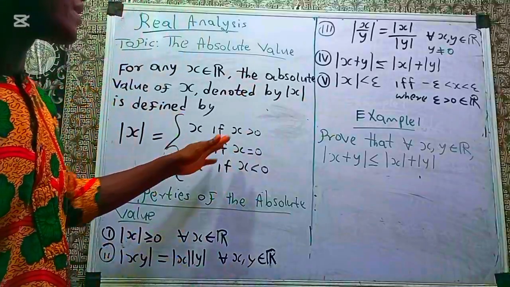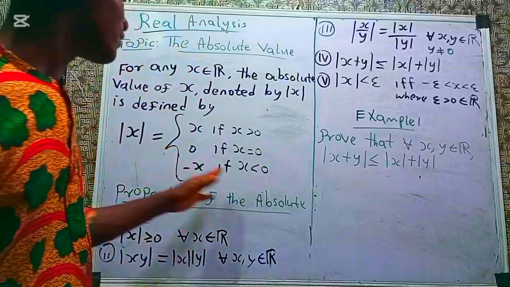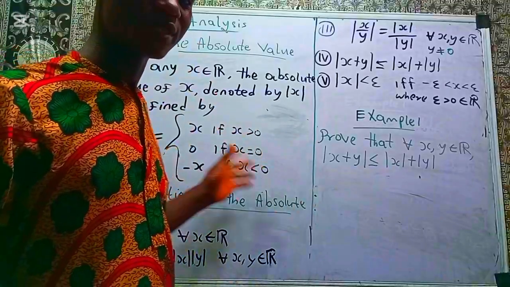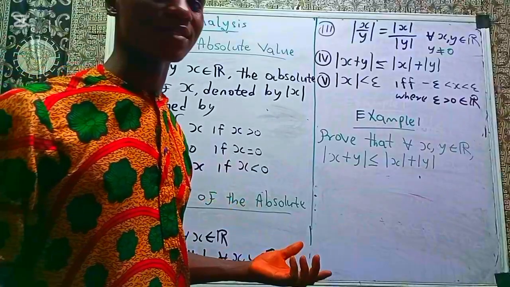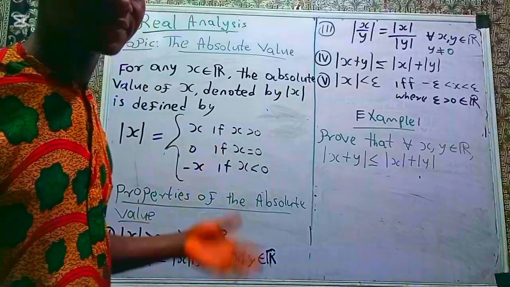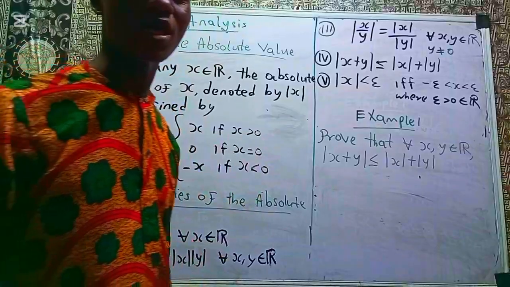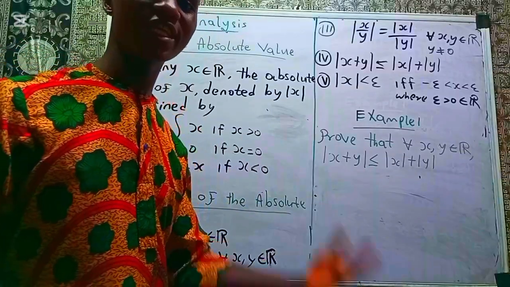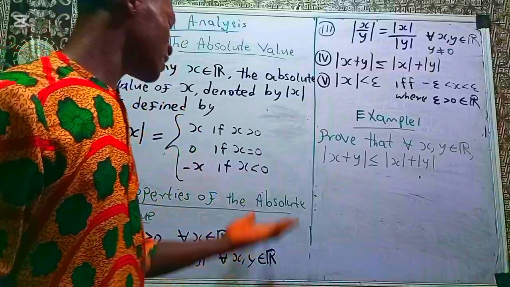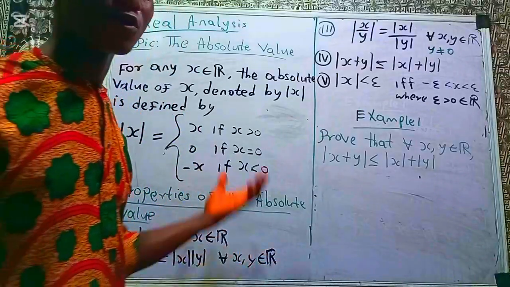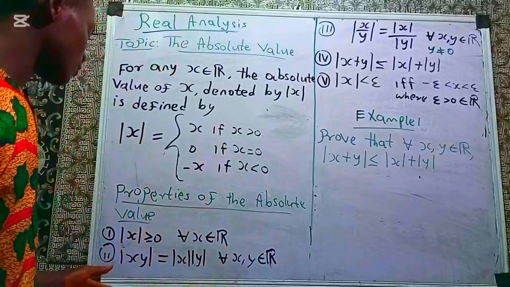Then the absolute value of x will be 0 if x is 0. Then the absolute value of negative real numbers will be the negative of that real number. So which means that, for instance, the absolute value of negative 2 is negative of negative 2, which will give you positive 2. The absolute value of negative 3 will be negative of negative 3, which will give you positive 3. So this tells us that the absolute value of any real number will always be positive. So, let's look at properties of absolute value.